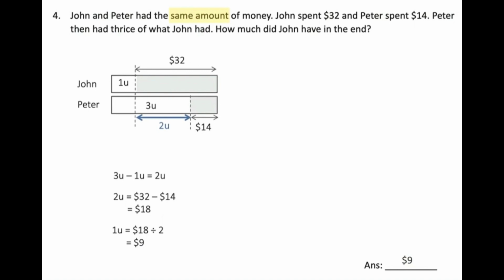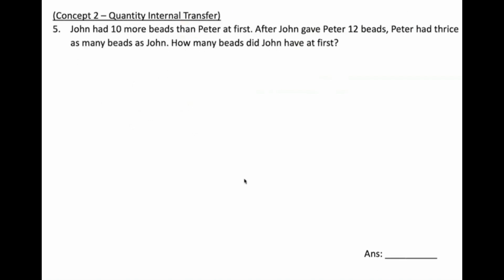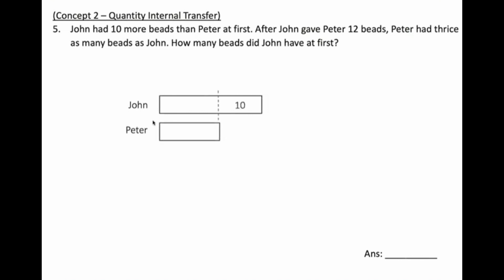All right, everybody. Question number 5. Okay, let me explain question 5. John had 10 more bits than Peter. Again, this tells you it's a model question. More than. So John is 10 more than Peter.